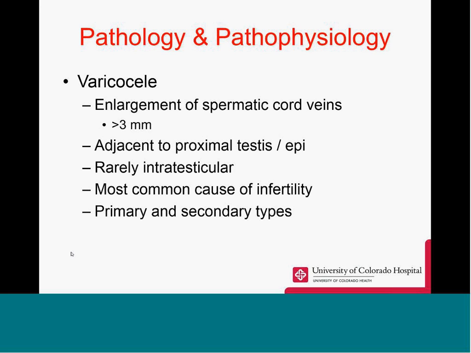Okay, now varicoceles. A varicocele is a collection of abnormally dilated, tortuous, and elongated veins within the pampiniform plexus. They normally range between 0.5 to 2 millimeters in diameter. They rarely are intertesticular, but we have seen those. They are the most common cause for male infertility. This is because of the increased temperature within the scrotum, because of the dilated veins, not allowing the sperm to form correctly. And then there's two types, a primary and secondary.